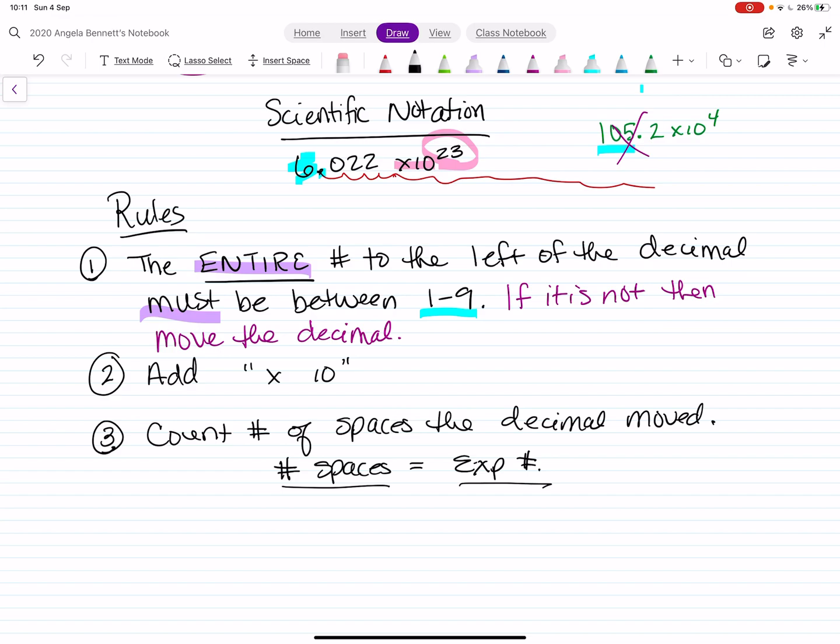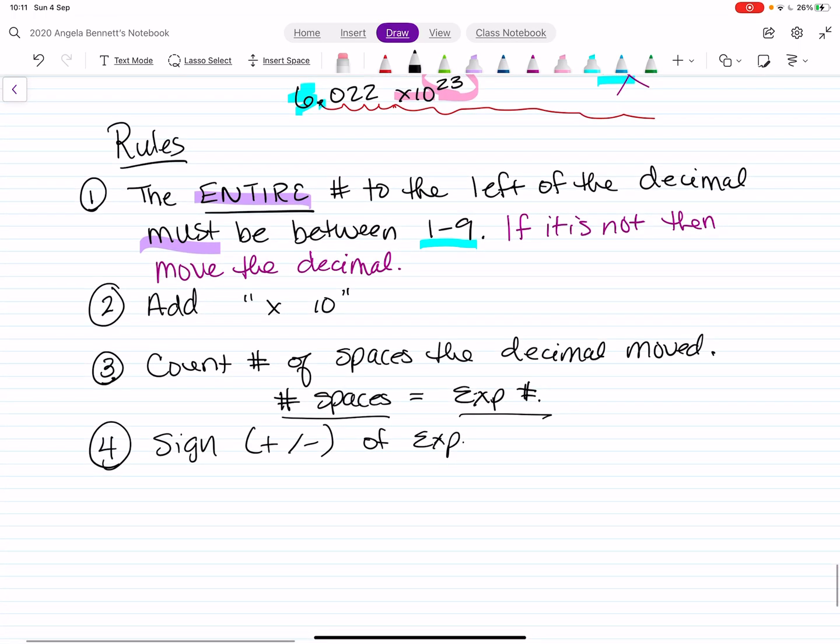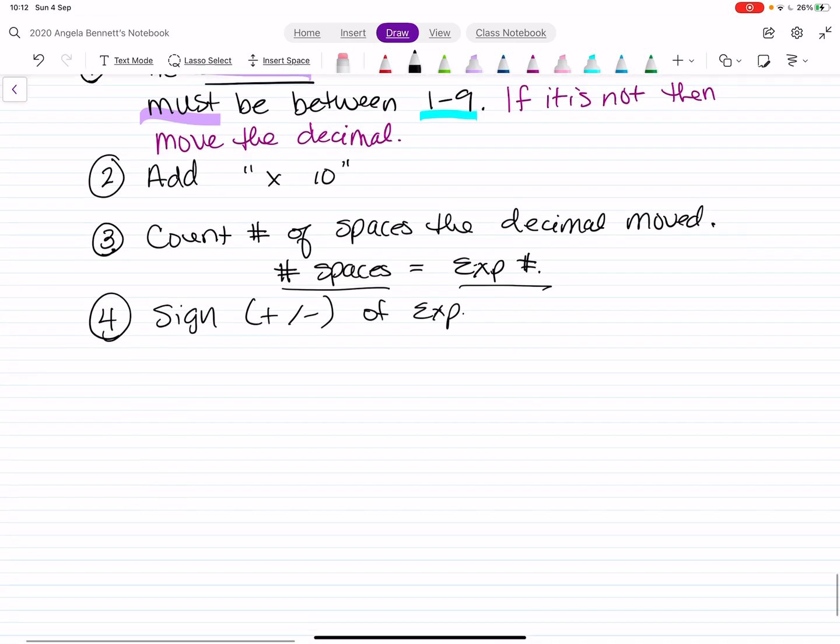that's going to be your exponent number. And then the last step is the sign, like SIGN sign, whether it's positive or negative, the sign of the exponent. Now there's several different ways of doing this. And over the years, I've kind of changed the way that I do or explain this part probably 4 or 5 times. And I feel like this current way is the way that causes the least amount of confusion for students. So this is what I'm sticking with for right now.